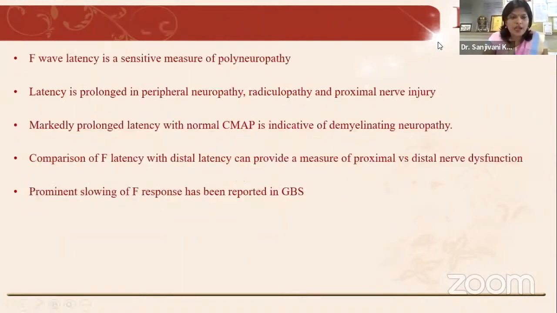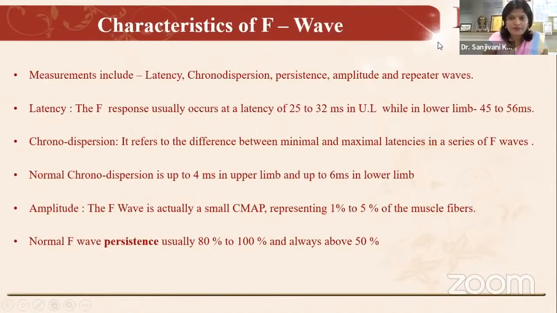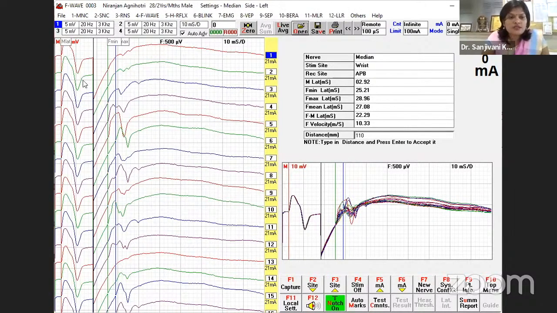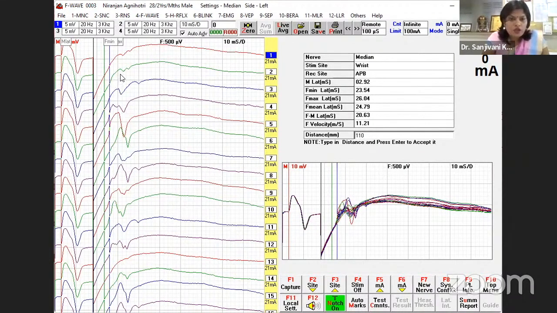So you will be able to see clearly how it looks. Here you can see this is the M wave and this is the F wave. Consistently, we will calculate a minimum of 10 F waves. When we increase the intensity, we will just count 10 consecutive F waves.